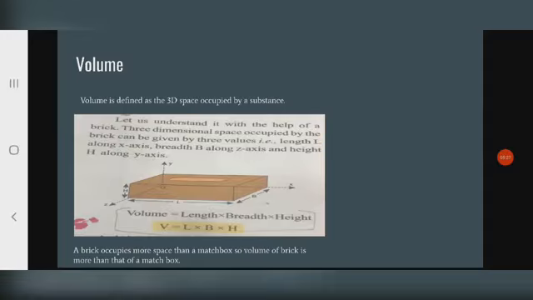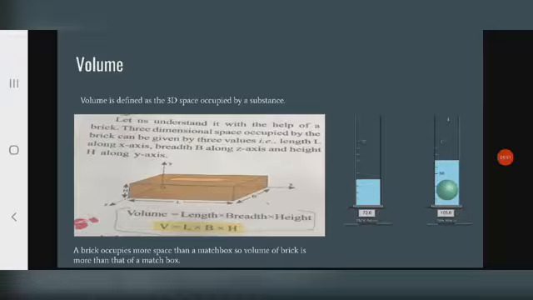A brick occupies more space than a matchbox. So the volume of the brick is more than that of a matchbox. That is very simple because the brick is bigger in size, so it occupies more space, and the matchbox is smaller in size, so it occupies lesser space. So the brick will have more volume as compared to the matchbox.